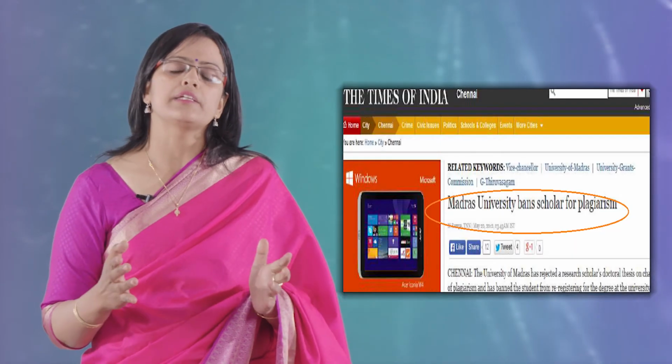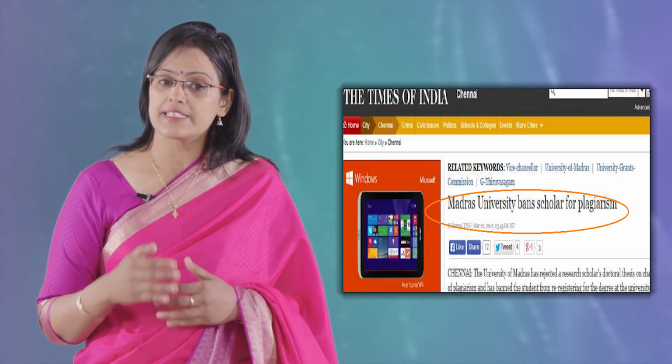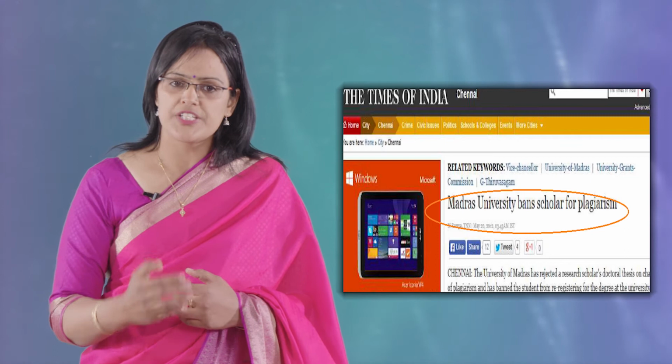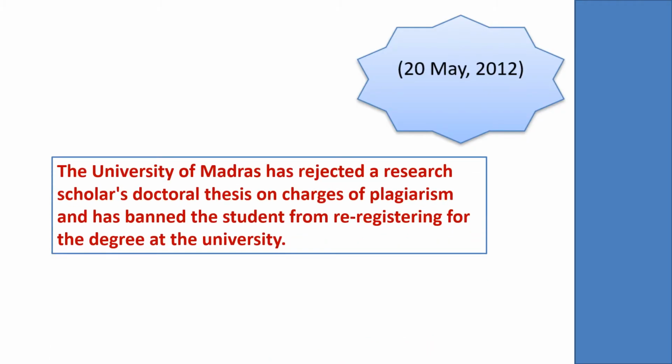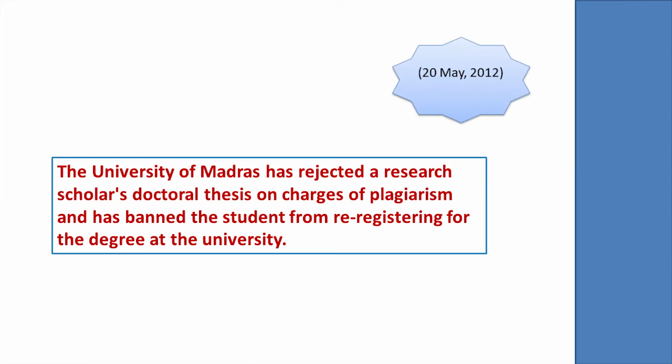In another case, a doctoral thesis was rejected on a charge of plagiarism, and this news was flashed on May 20, 2012. And what happened in this case? The University of Madras rejected the research scholar's doctoral thesis on a charge of plagiarism and banned the student from re-registering for the degree at the university.